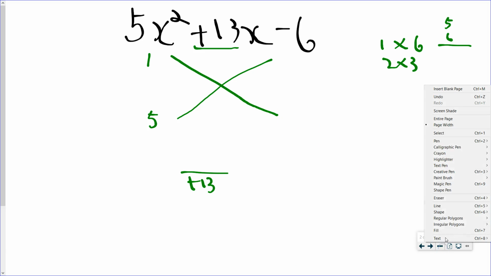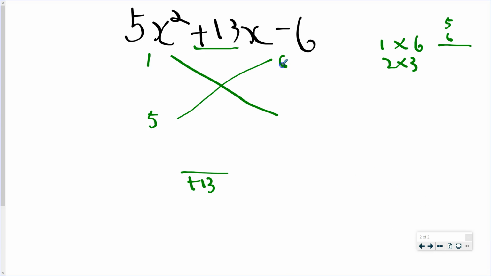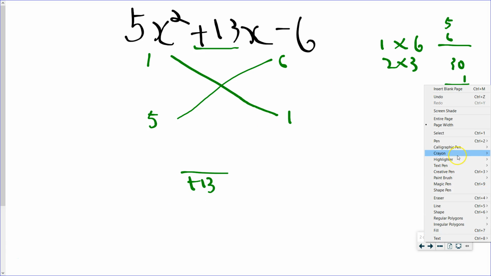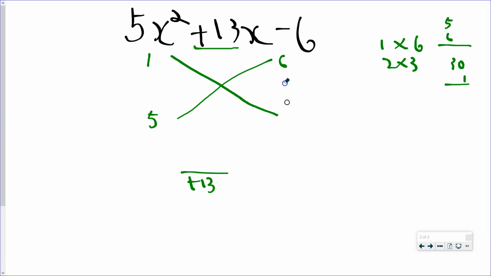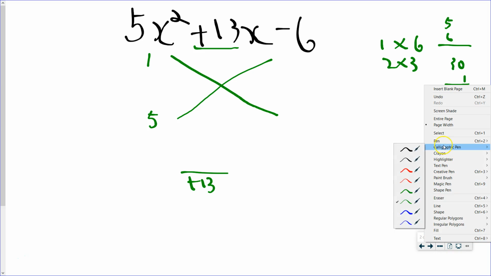May want to change the order of this though. We're going to do 6, 1, just in case. 5 times 6 is 30. 1 times 1 is 1. This pair can either get me like a 29 or 31. It's not going to be a 13, so I can say goodbye to it. Bye.